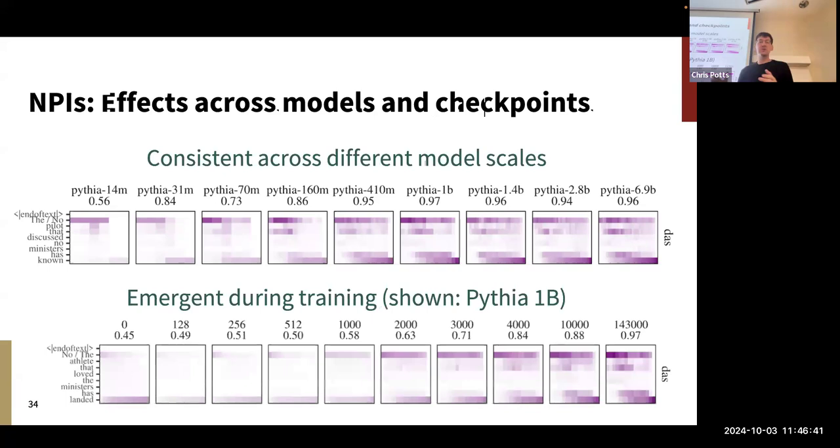And then here's the evolution over time. This is now for one fixed model, Pythia 1b, and you can see that in the earliest checkpoints, it has only a faint notion of this relationship. And by the end, of course, it has developed a lot of structure.